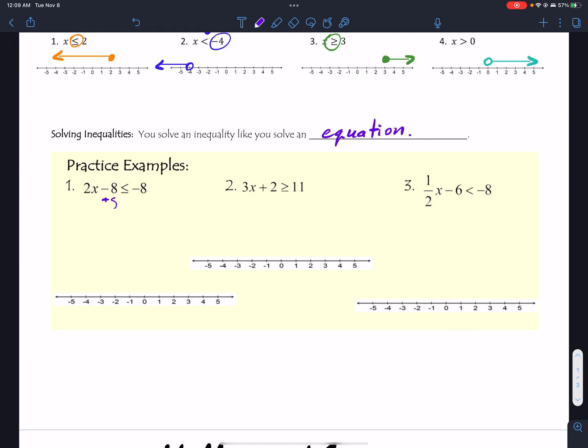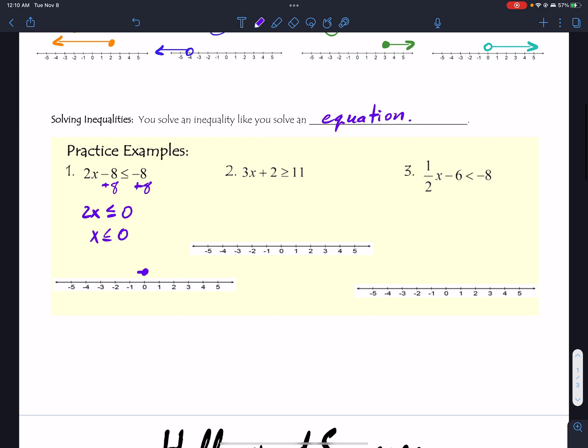So the first thing I'm going to do is add 8. Well, that gives me 2x is less than or equal to, and oh, look at that. Negative 8 and 8 is 0 when I add them together. Don't be alarmed if that happens. Negative 8 plus 8 is just 0. Not a big deal. And then 0 divided by 2, well, that's allowed. You can have 0 in the top, but you cannot have 0 in the bottom. So we have a 0 in the top. That's not a problem. 0 divided by 2 is just 0. So how do I graph that? Well, it's a closed dot at 0, and it's less than, so I'm going to the left.